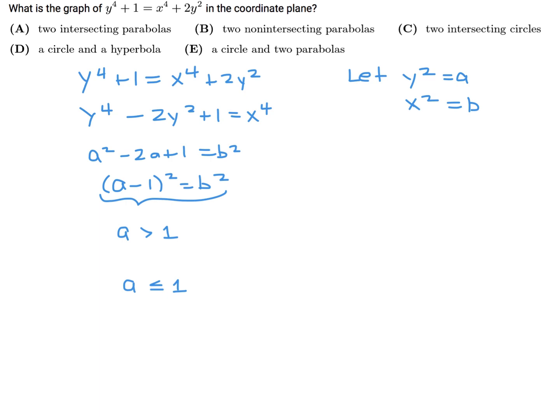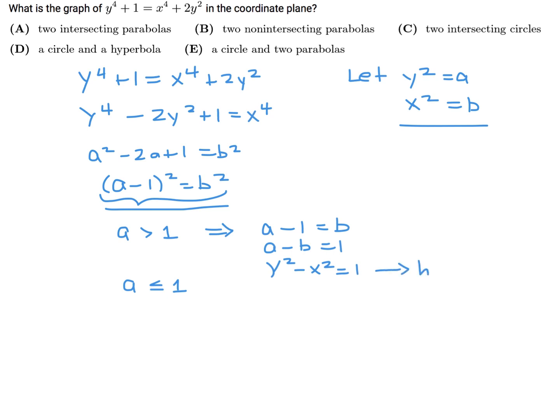So if a is greater than 1, then basically we can just take the square root of both sides, and it would just be a minus 1 is equal to b. And that means a minus b is equal to 1. And substituting those back in, it would give you y squared minus x squared is 1. And this is a classic equation of a hyperbola. All right, so we got that.